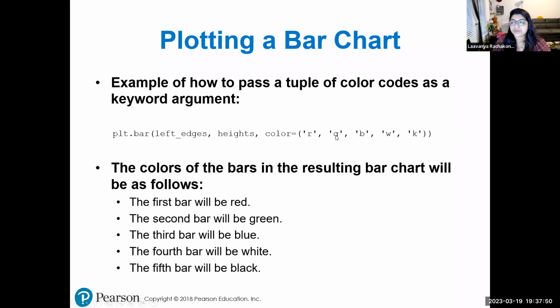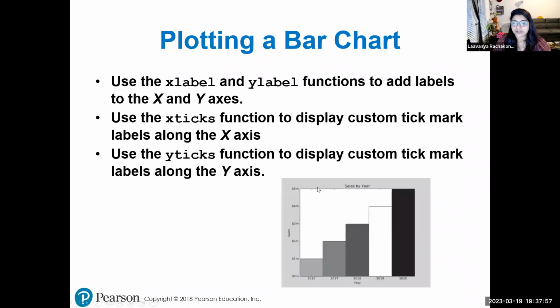So the first bar will be red, second will be green, third will be blue. Next it is white, and K stands for black. This is a black and white picture, so you basically cannot see any change in colors. But once you are executing in your lab sessions, you will be looking at some colors if there are any questions with respect to the bar graphs. So you can always use your xlabel, ylabel and title functions to name the graphs.